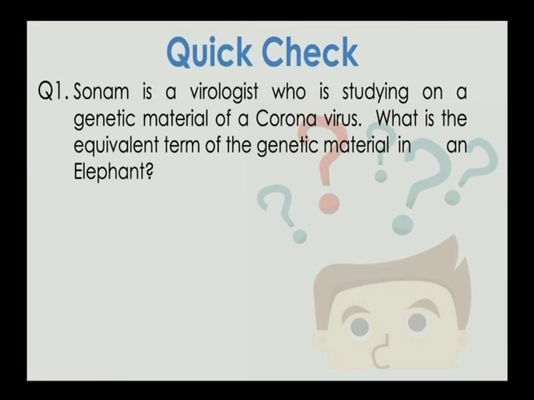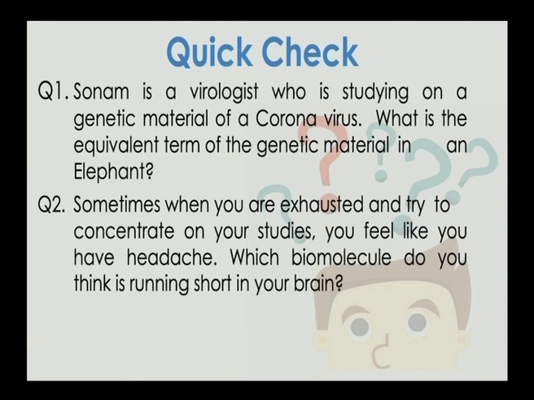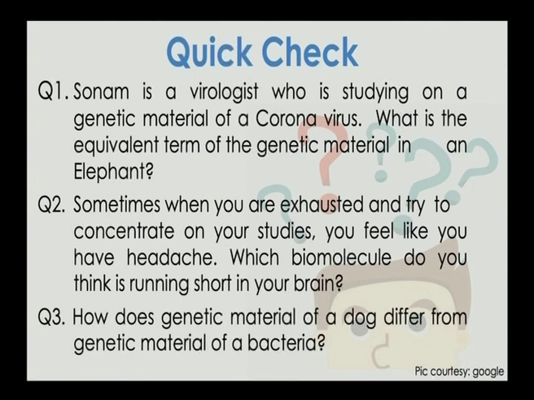A quick check of what we have studied. I'm going to pose you these three questions. Question 1 says, Sonam is a virologist who is studying the genetic material of a coronavirus. What is the equivalent term of the genetic material in an elephant? Question 2, sometimes when you're exhausted and try to concentrate on your studies, you feel like you have a headache. Which biomolecule do you think is running short in your brain? Question 3, and perhaps the last one, how does the genetic material of a dog differ from the genetic material of a bacteria?